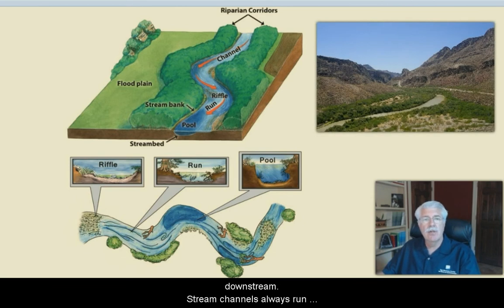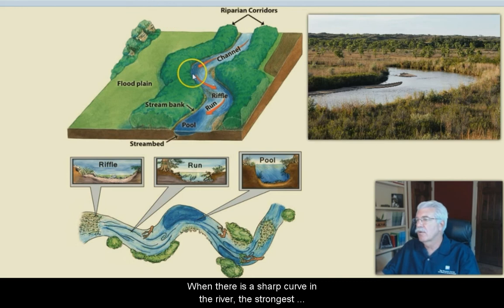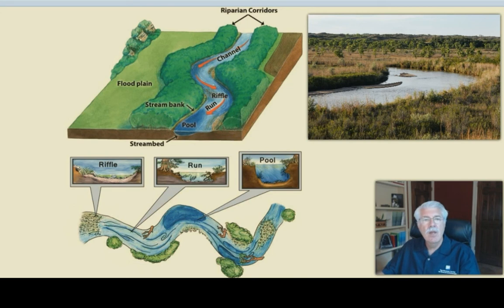In a straight stretch of stream, the main force of the current is in the middle. The deepest water is also usually in the middle. The part near the shore is usually the shallowest. When there's a sharp curve in the river, the strongest current and deepest water moves to the outside edge of the curve. In flowing water, there is less current near the bottom.